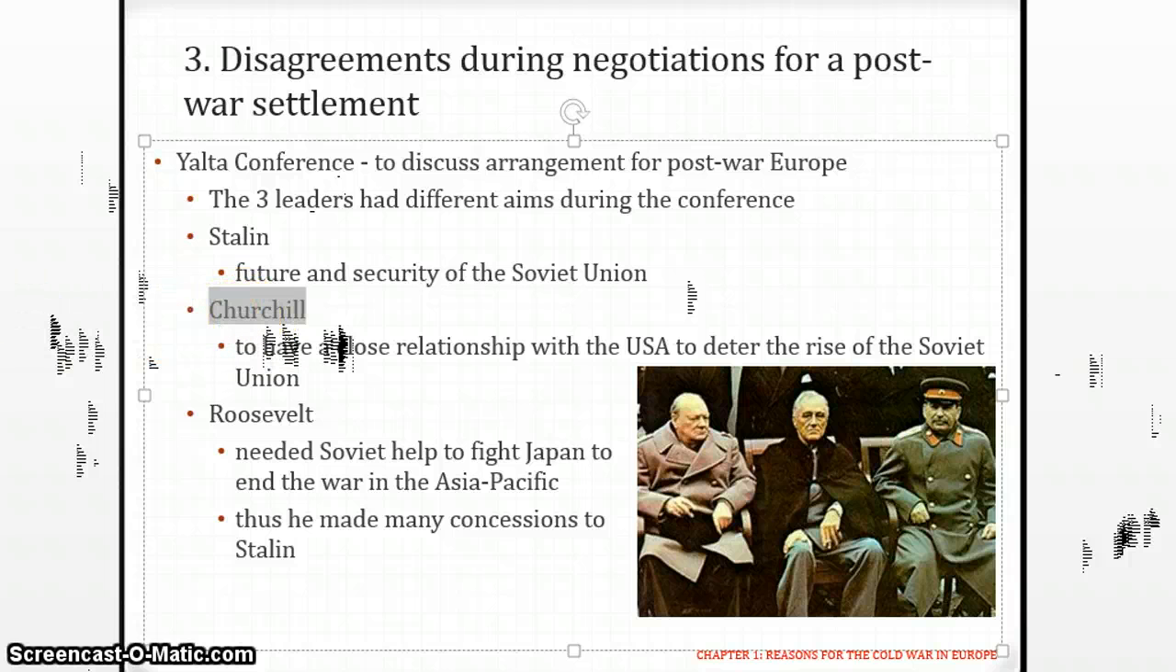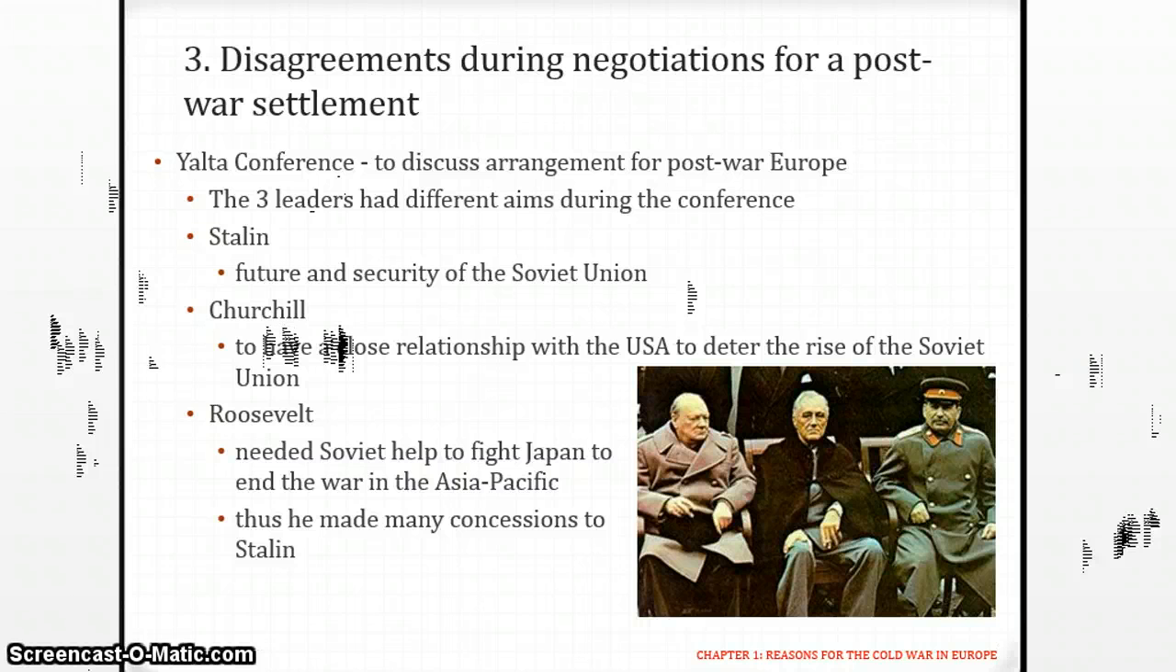He knew that Britain is going to be a losing world power already. They're no longer a world power by the end of World War II. And they recognized that the USA is going to be taking over their position as the new world power. And so therefore they wanted to be good friends with the USA so that they can actually prevent communism from rising.